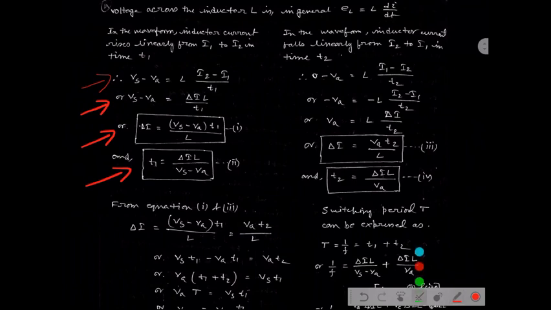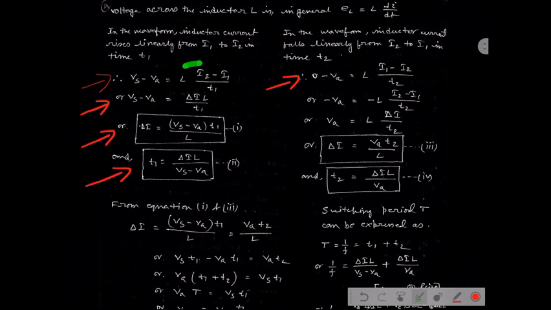Similarly, we can do the same for the next case. In the waveform, the inductor current falls linearly from I2 to I1 in the time duration T2. That means in this particular case, as we know, there is no relation between the source and the circuit. That is why we can replace Vs with 0. That is why 0 minus Va equals L times (I1 minus I2) by T2.